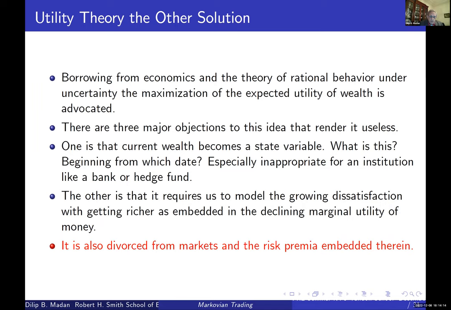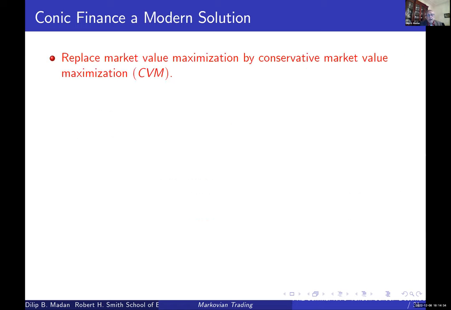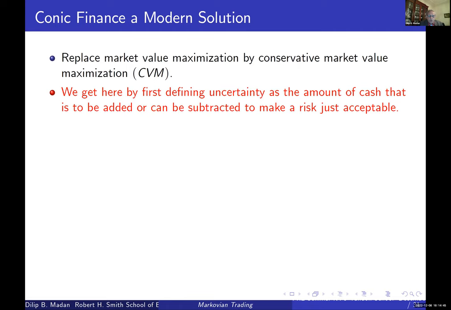And also, it is divorced from markets and risk premia embedded therein, because it is just talking about utility under the physical measure. There's no measure change. So for these reasons, I say bye-bye utility theory, bye-bye mean variance, bye-bye risk neutral valuation. So what do we do? What are we left with? Well, what comes to the rescue is conservative market value maximization. And we get to this conservative market valuation by basically defining uncertainty carefully from a financial point of view.